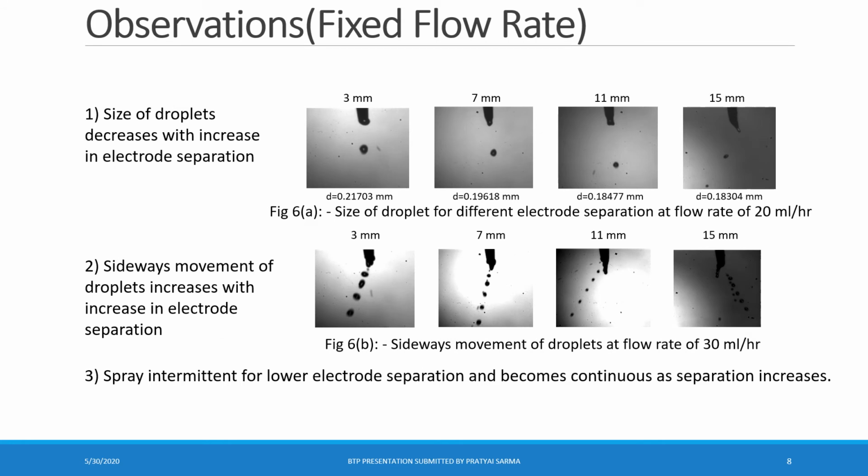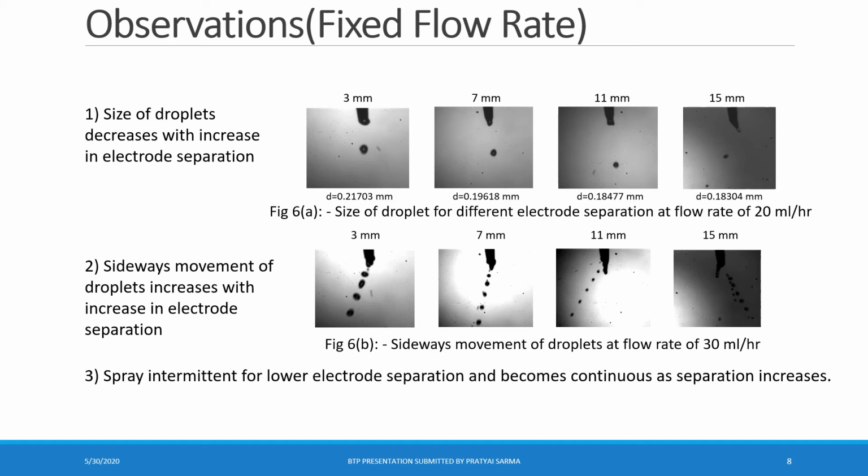Then we fixed the flow rate and varied the electrode separation from 3 mm to 15 mm. It was found that the size of the droplets decreases with increase in electrode separation. This is due to the fact that as the electrode separation increases, the electrode potential also increases, and then the charge distribution on the droplet increases. This increased charge distribution overcomes the interfacial tension of the liquid droplet, and the liquid droplet has to shrink in size in order to maintain stability. This causes the droplet size to decrease.